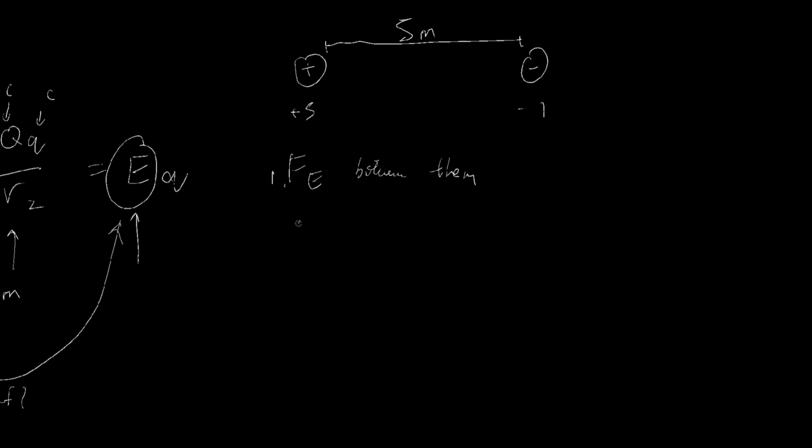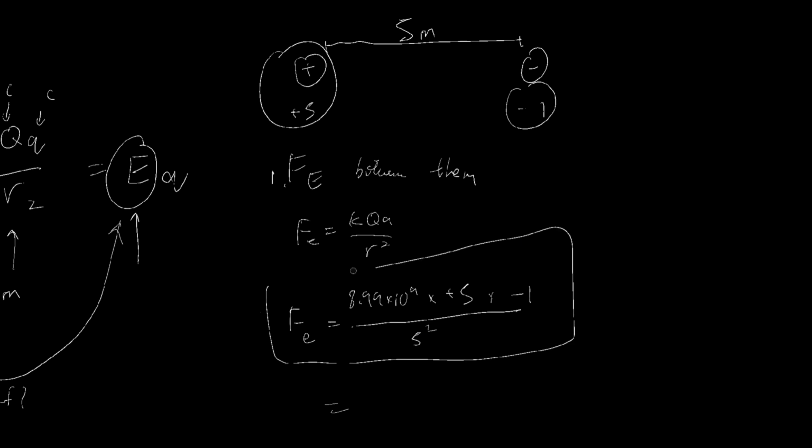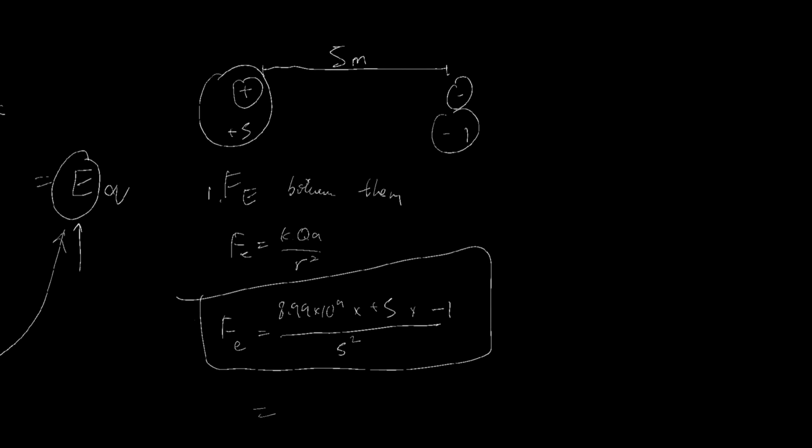Fe equals kQq divided by r squared. Therefore, you can just plug in numbers as 8.99 times 10 to the power of 9, times +5, which is the big charge, and times -1, which is the small charge, divided by r squared, which is 5 to the power of 2. I don't have a calculator by hand, but just plug this equation into a calculator and you get the answer. So it's not really that deep.